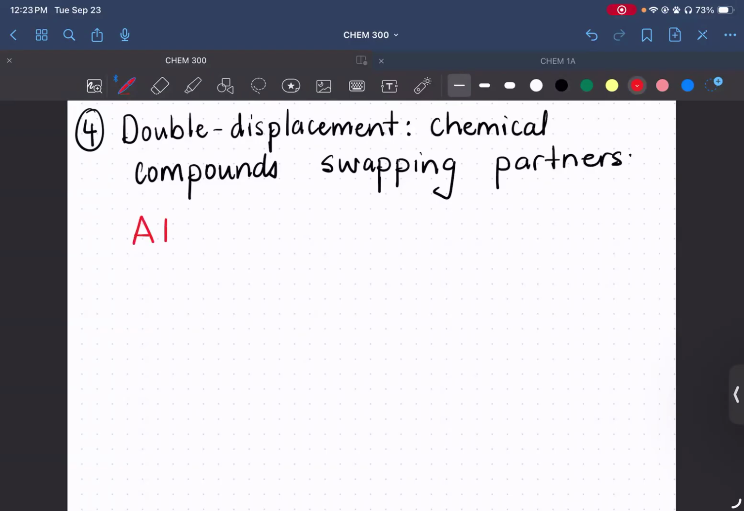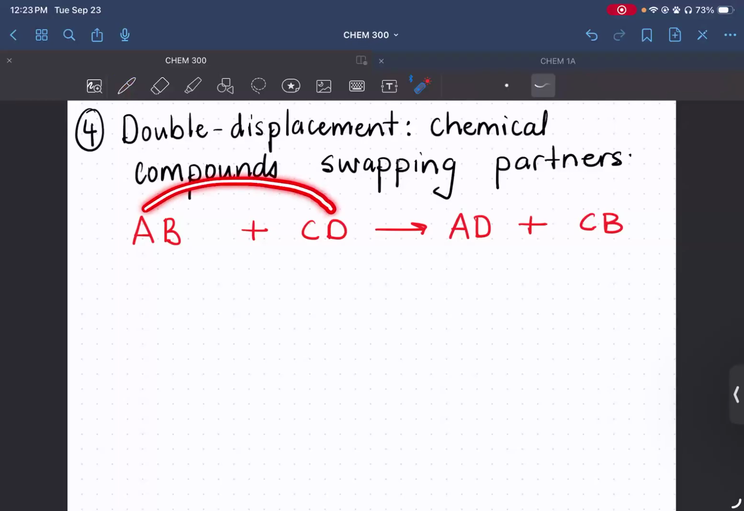So generically, AB plus CD, where each letter represents an ion, will swap partners such that we end up with AD plus CB. A ends up with D, C ends up with B.